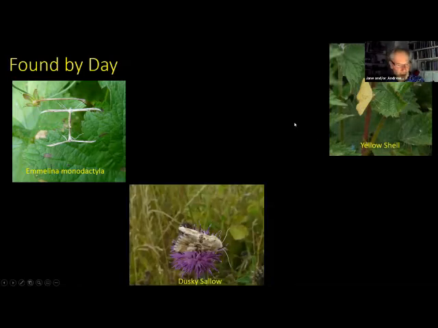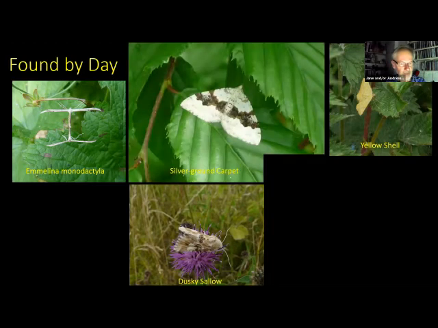and the dusky sallow, which tends to roost in full view of everyone. It's a night flying moth, but it roosts on top of knapweed flowers. The silver ground carpet, if you brush along through long grass or near nettles, the chances are that you'll disturb one of these during the spring and early summer.